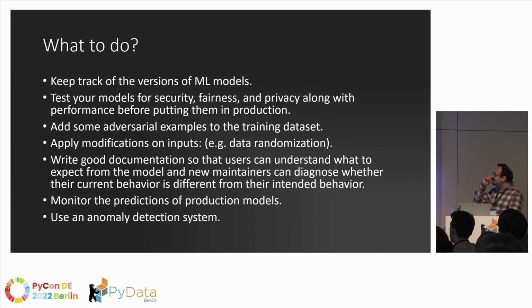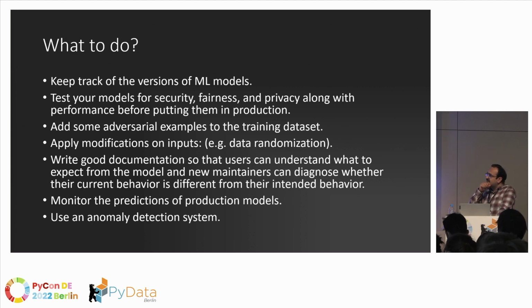So what to do? The first thing to do is change your way of doing ML. Keep track of the versions of ML models if you don't do that at the moment. You can do that using an MLOps tool, but if you are not using one, make sure you keep track of the versions, because you need to be able to associate the production predictions with the specific model versions. So it is something mandatory.